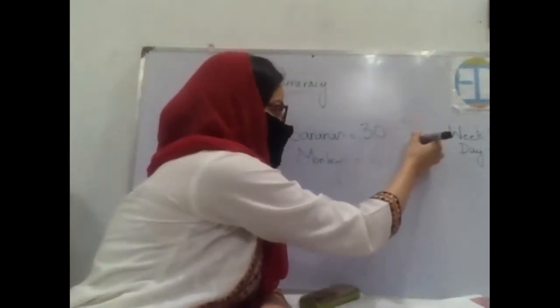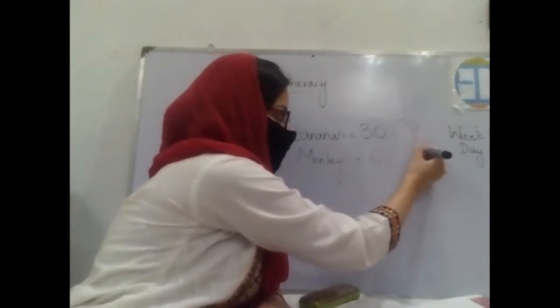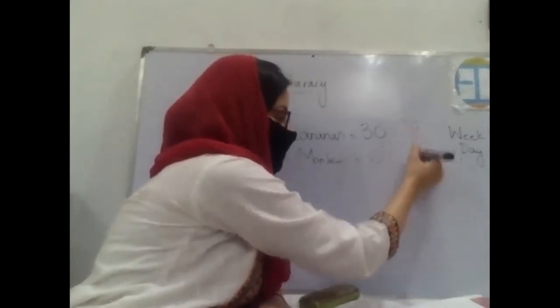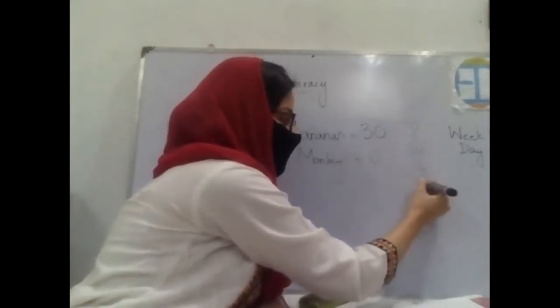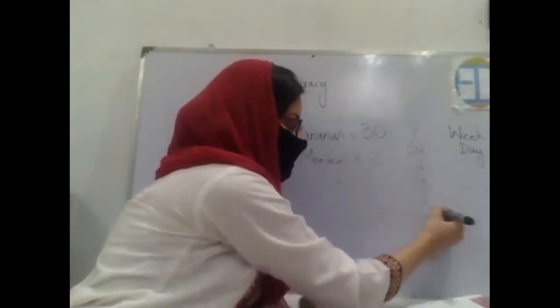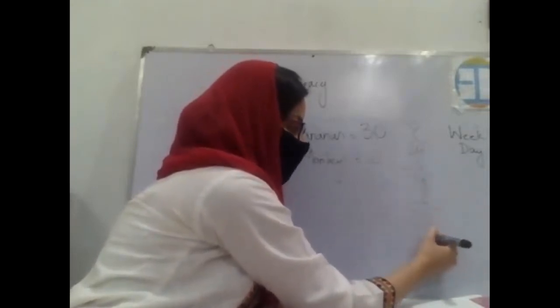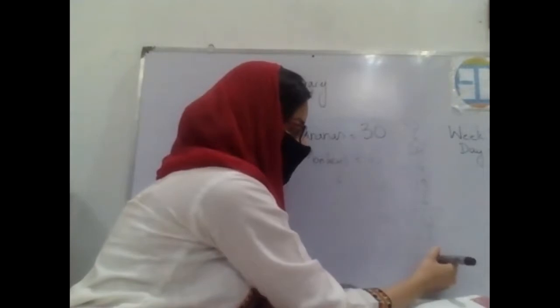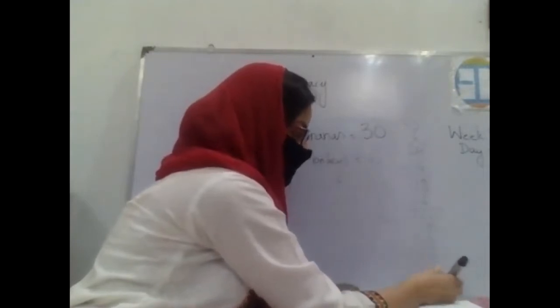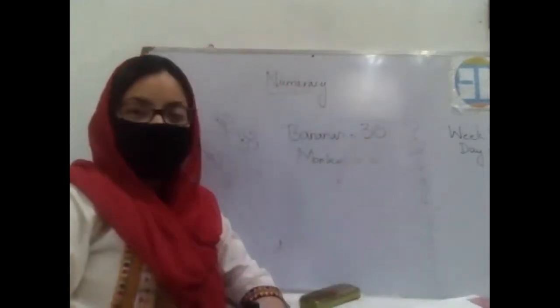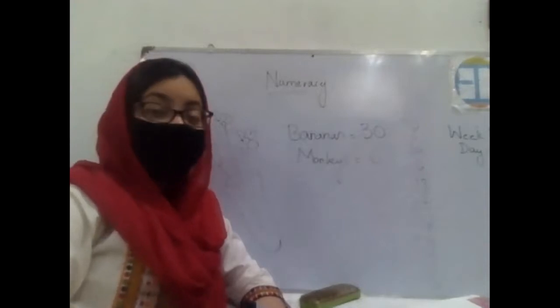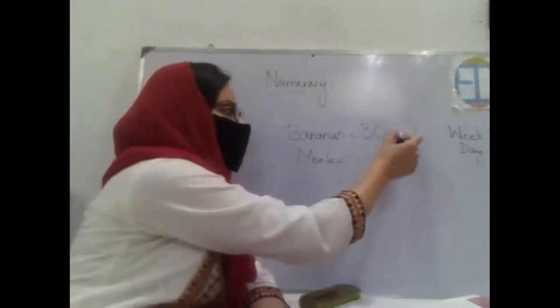30 minus 6 and the answer is 24. Again minus 6 and the answer is 18. Again minus 6 and the answer is 12. Again minus 6, 6. Again minus 6, 0. So this was a long subtraction, right? Now see how many times we have subtracted.